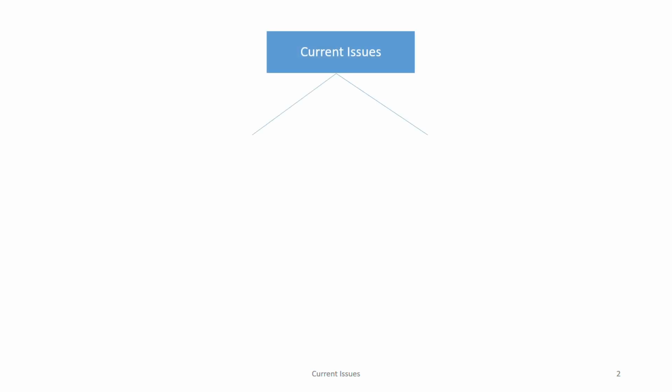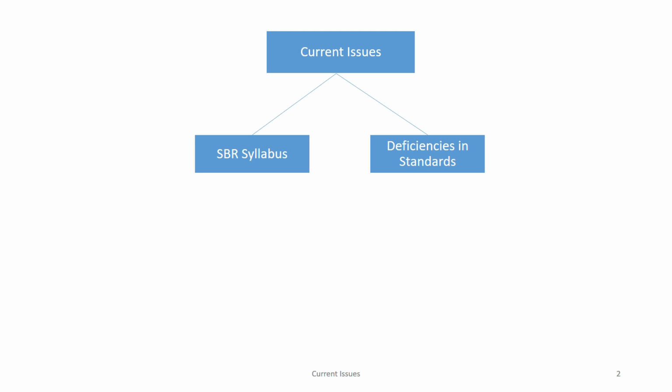This is what we are going to cover in this video. Your syllabus covers two things under current issues: the SBR syllabus, what the SBR syllabus contains for current issues, and the other one is deficiencies in the standards. These standards you have already studied previously, all the IFRS or IAS standards. Some of them have deficiencies, so those deficiencies also come under current issues. That also can be asked from you in the current issues.